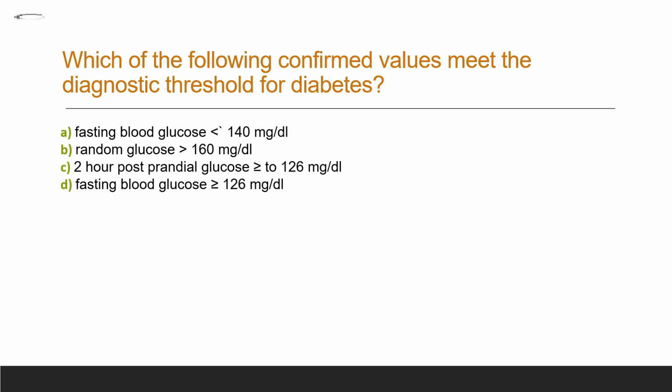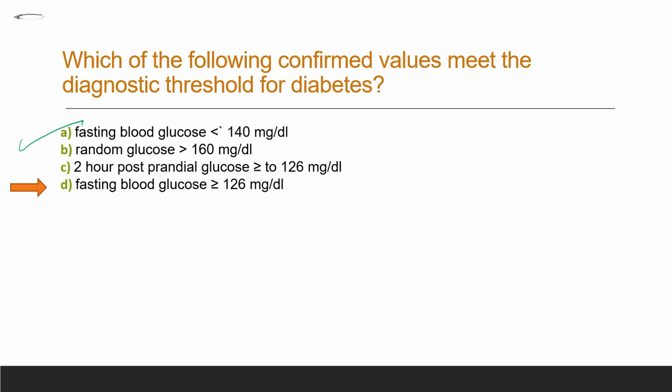Question number 1. Which of the following confirmed values meet the diagnostic threshold for diabetes? Fasting blood glucose less than 140, random glucose more than 160, 2 hours postprandial glucose more than 126, or fasting blood glucose more than 126. In this, the correct option is option D, that is, fasting blood glucose more than 126.